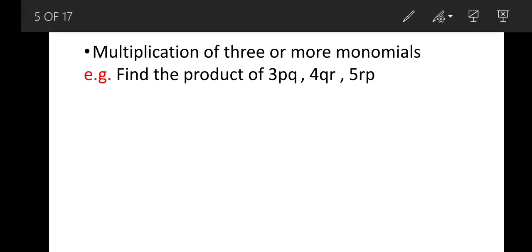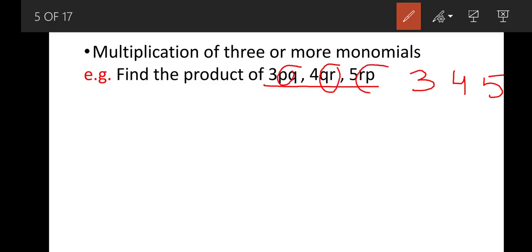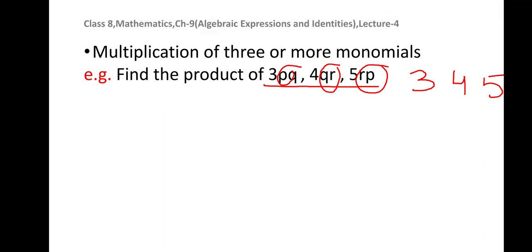Dear children, all these 3 terms are monomials. In the first term, the numerical coefficient is 3, the numerical coefficient of the second term is 4, and the numerical coefficient of the third term is 5. The literal coefficient of the first term is PQ, of the second term is QR, and of the third term is RP. Simply, you need to take the product of literal coefficients and the product of numerical coefficients to get your answer. Let us see the steps now.